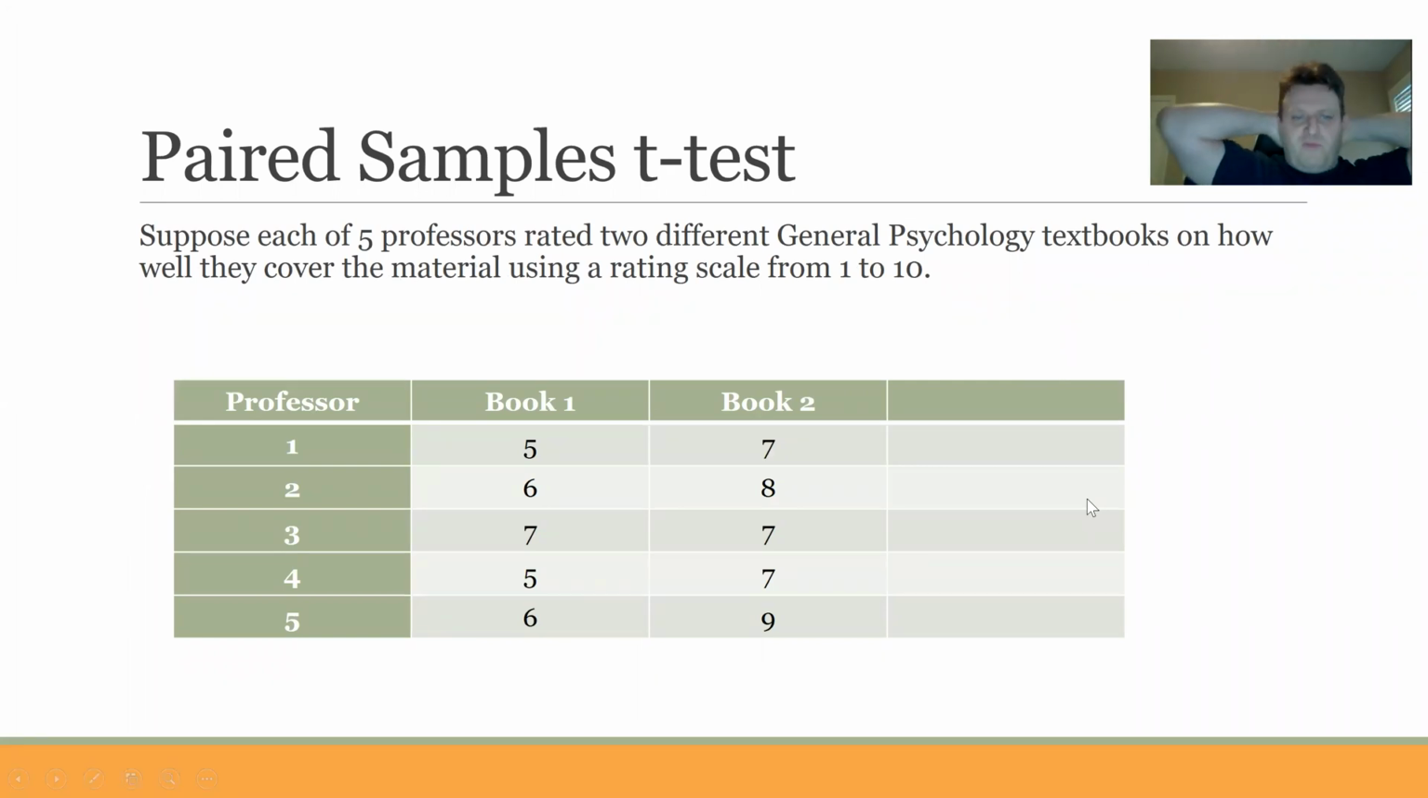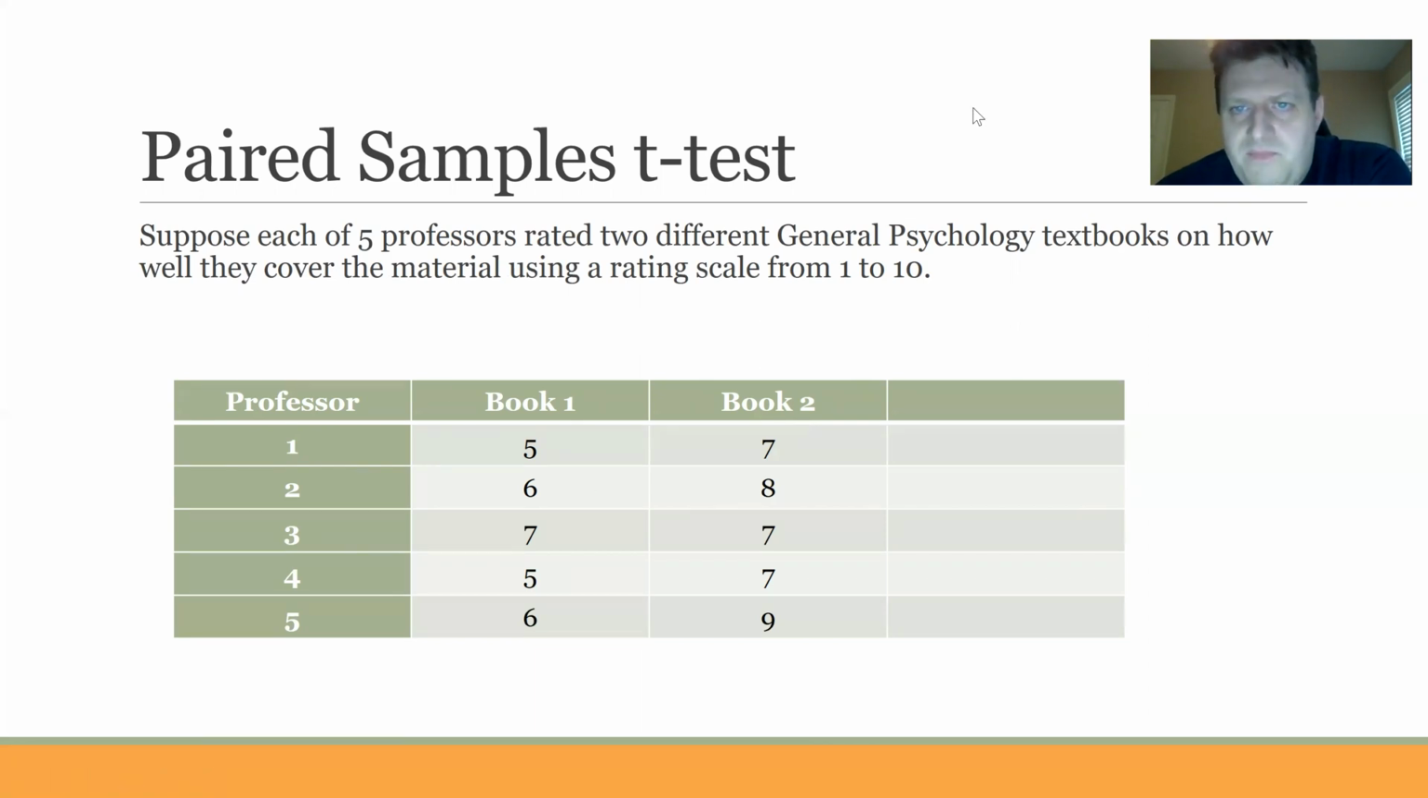Suppose we've got 5 professors, so these are going to be our 5 subjects. They have rated 2 different general psychology textbooks on how well they cover the material using a Likert scale of 1 to 10. So book 1, book 2, and we've got the 5 professors. We know that both of these scores come from Professor 1 and so forth, going through all 5 professors.